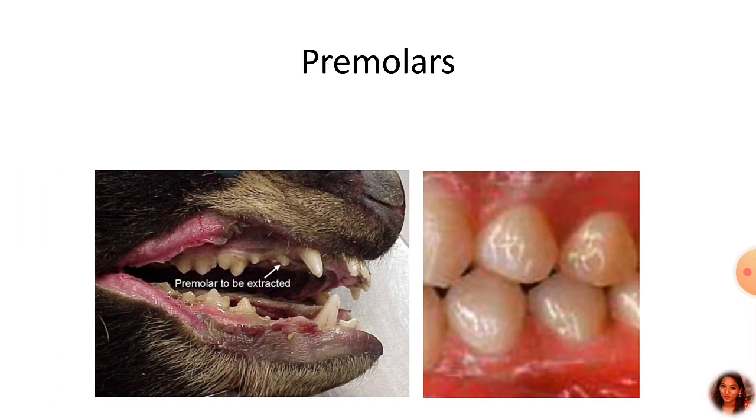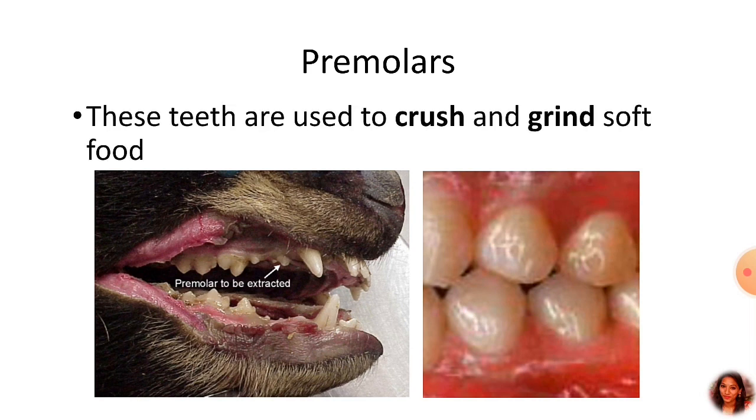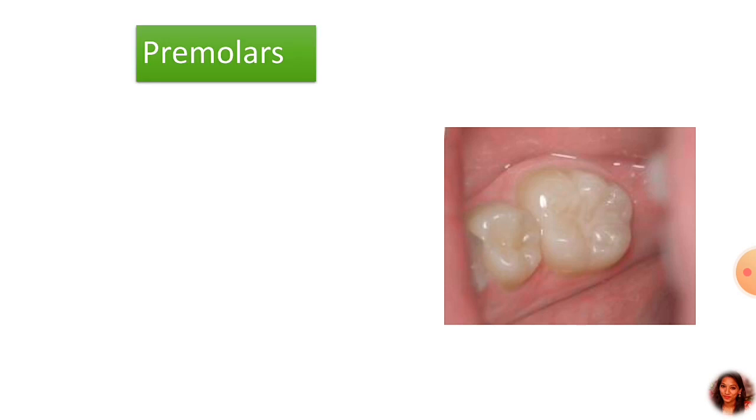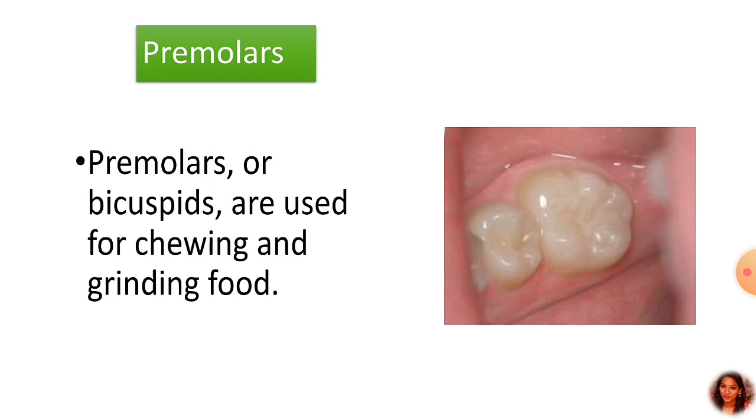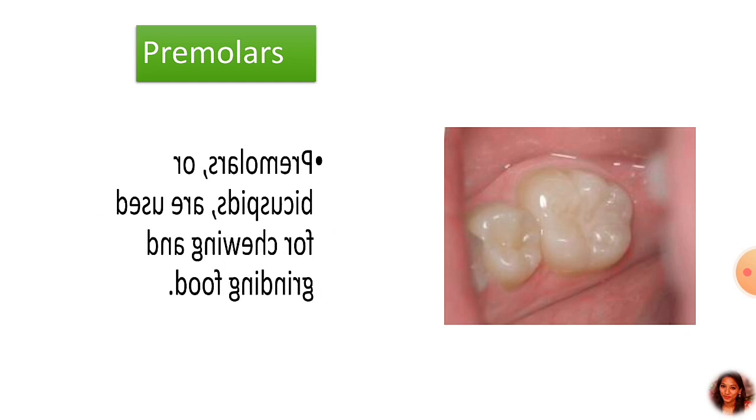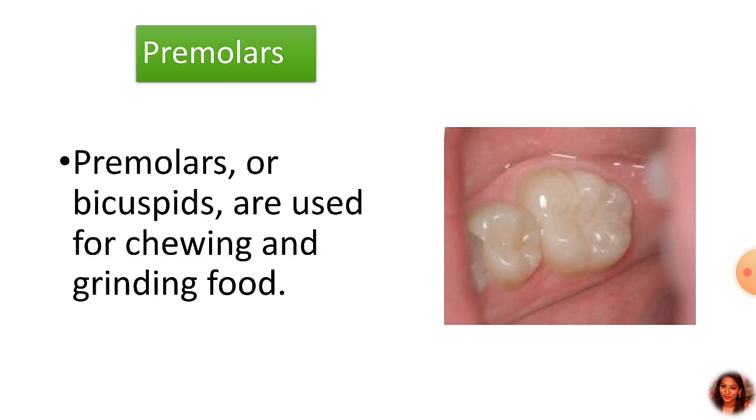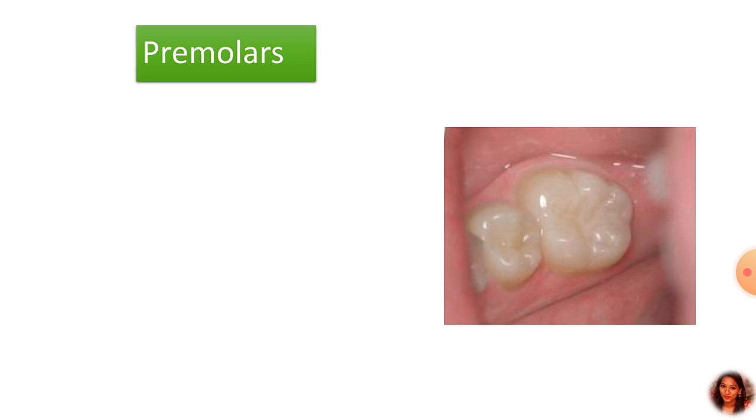Then come the premolars. They are present before the molar teeth, that is why the name premolars. These teeth are used to crush and grind soft foods. The premolars or bicuspids are used for chewing and grinding the food. They are known as bicuspids because they are protruded a little on the upper side, with 2 main cusps. That is why they are known as bicuspids.